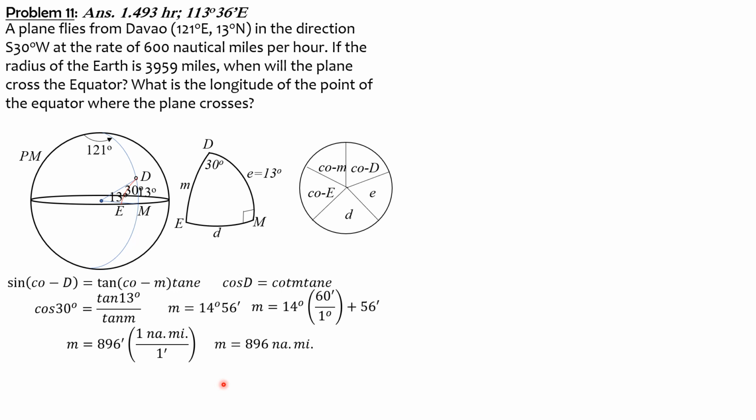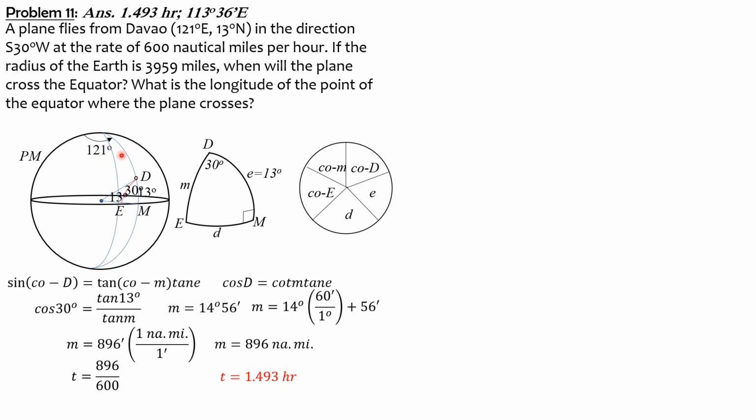So distance equals speed times time, so time equals distance over speed. The distance is 896, the speed is 600 nautical miles per hour, so we can solve for the time in hours. So time equals 1.493 hours. Then to solve for the longitude where the plane crosses the equator, which is at E, we draw a meridian through E, and we need to solve this distance D here. This side D, because this is a great circle, is also the measure of that angle there.